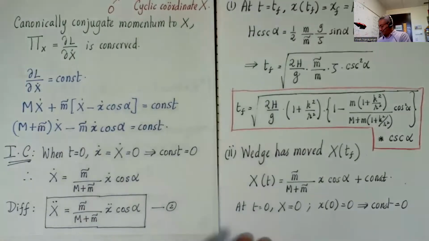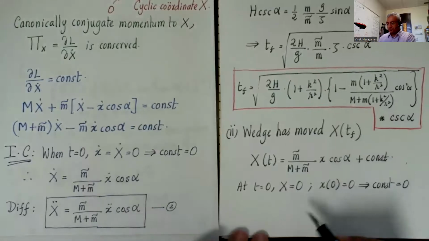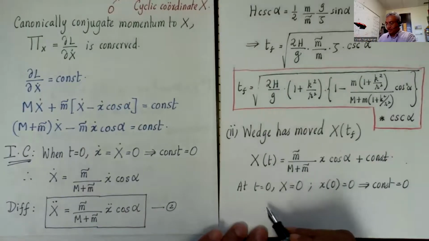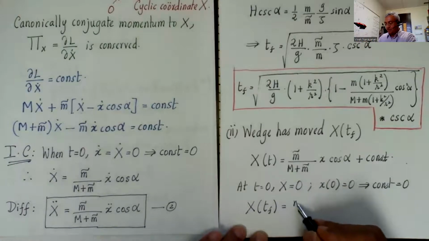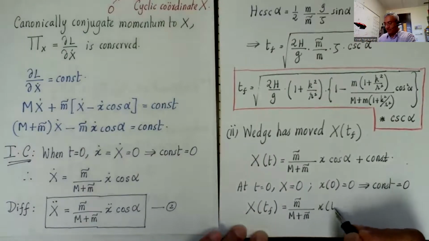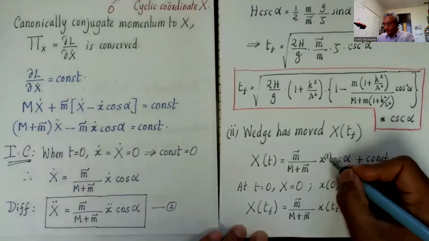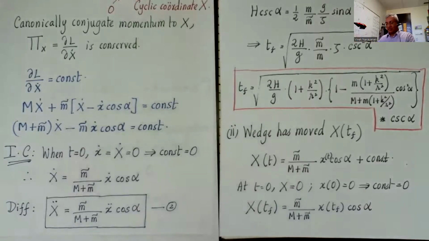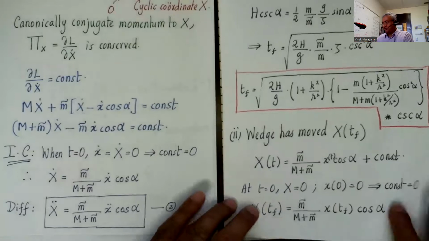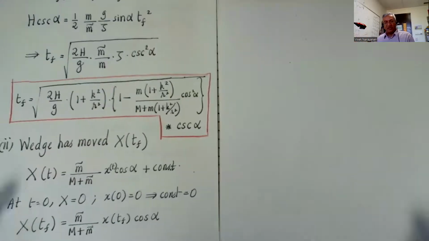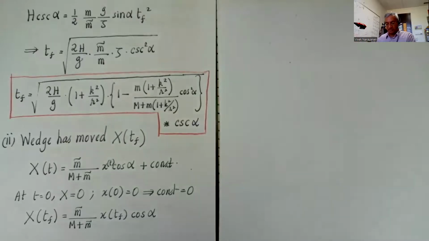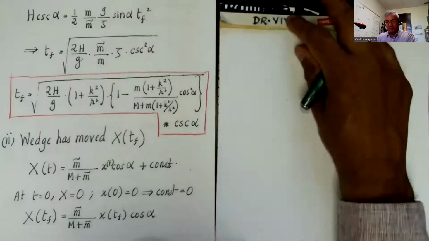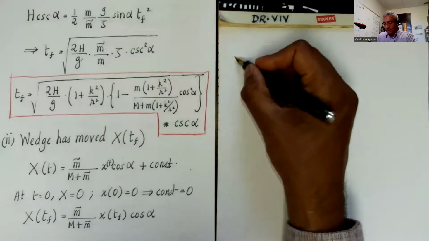Now all we have to do is substitute, and I get X as a function of tf. X of tf is going to be m tilde over m plus m tilde, little x of tf, because this here is little x as a function of time also, times cosine alpha. So I've solved the problem. Now let us put everything back in its glorious variables to find out the answer. It's always good to give answers in the variables that were defined in the problem and not stuff that you made up on your own.